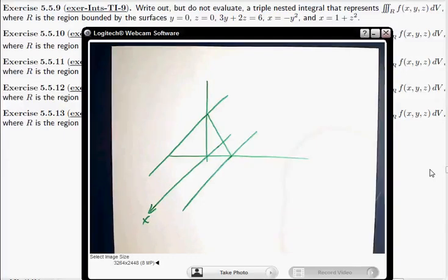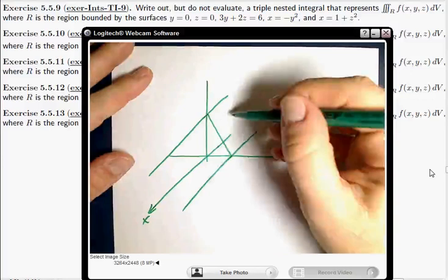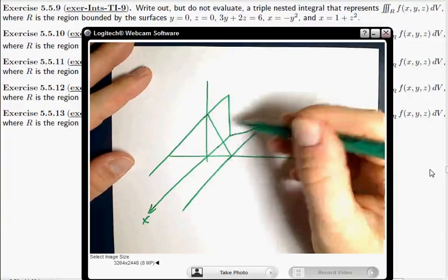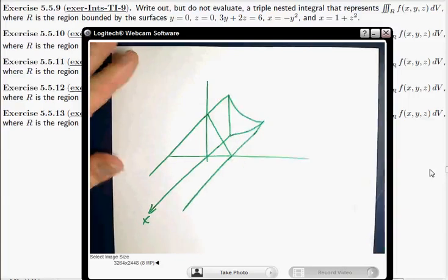I could try to do a decent job of drawing it perhaps, but whatever. It's some surface back here. And so it's going to chop through that triangular prism in some way.